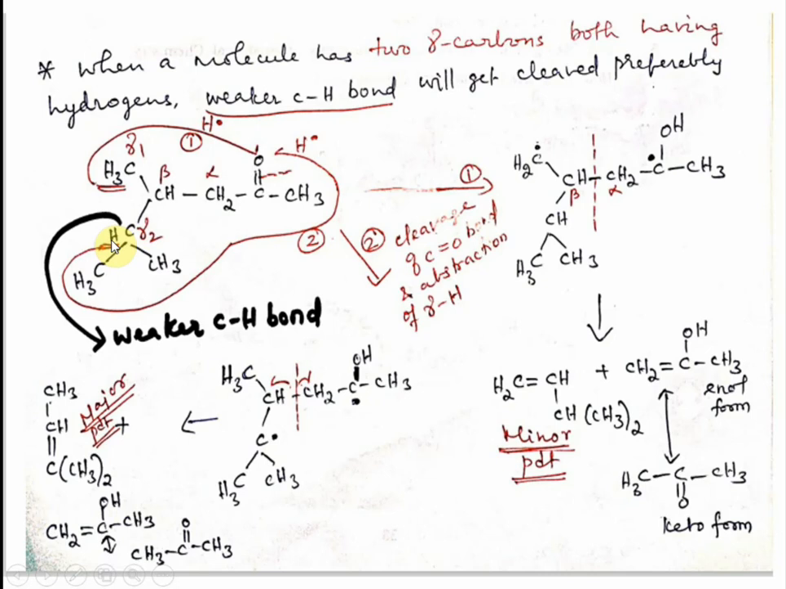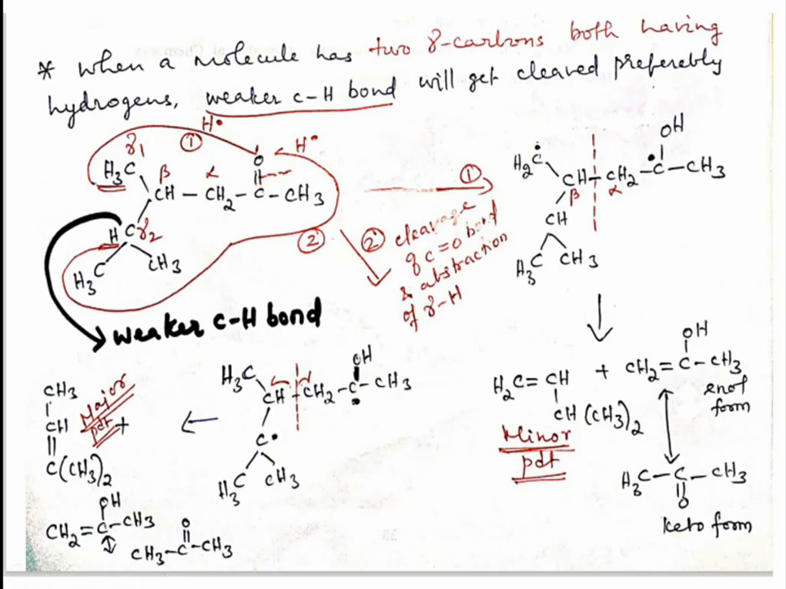Which hydrogen will get transferred to oxygen? The weaker C-H bond will get cleaved preferably, and that hydrogen will get transferred easily to oxygen. In the first step, in presence of light, this C=O bond will get homolytically cleaved, and there will be a formation of biradical, that is, carbon will have one electron and oxygen will have another electron.